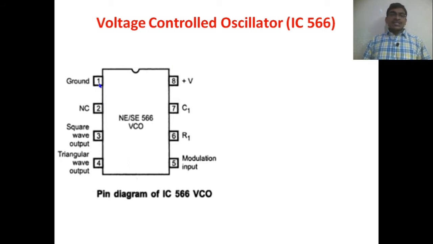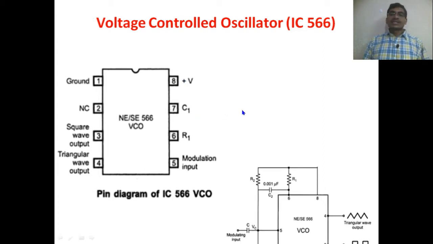The first pin is the ground pin, the second pin is no connection, and the third pin is the square wave output. The fourth pin is the triangular wave output, the fifth pin is the modulation input, the sixth pin is R1, the seventh pin is C1, and the eighth pin is the positive supply voltage. So this is the pin diagram of the VCO.